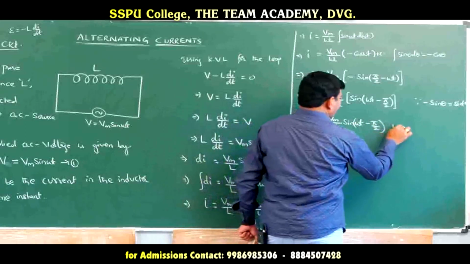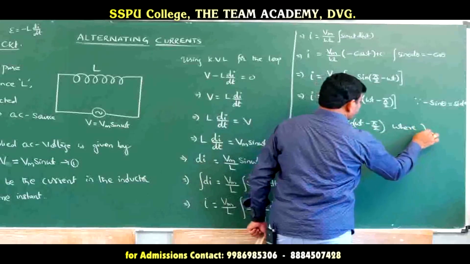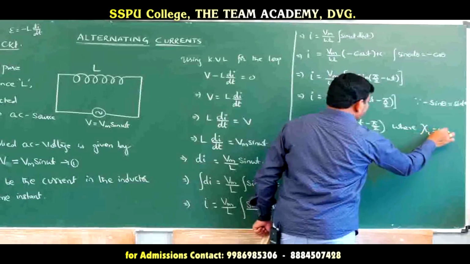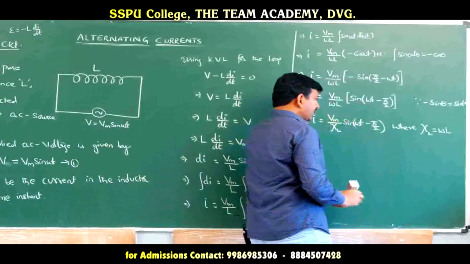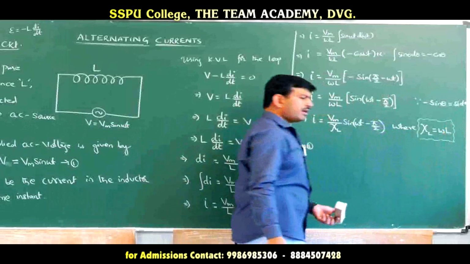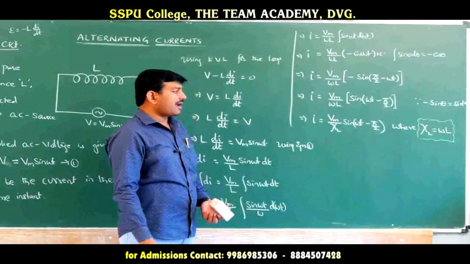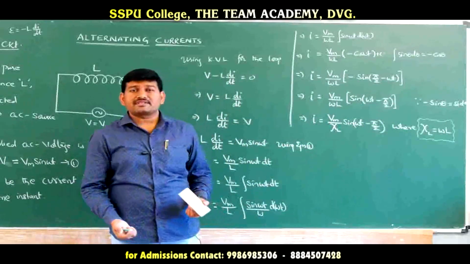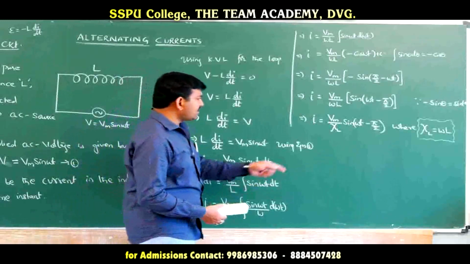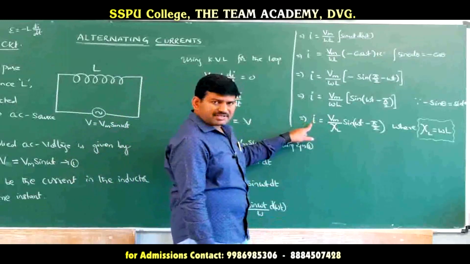What is this χL? χL is equal to ωL. And this is a very important term that we have to remember here. χL is equal to ωL represents what? If you see here, this term is nothing but current.